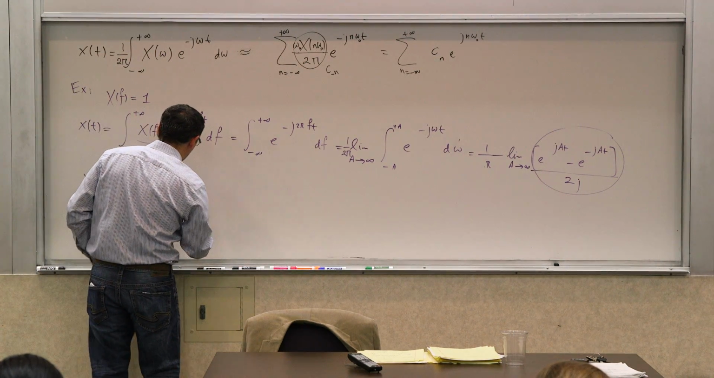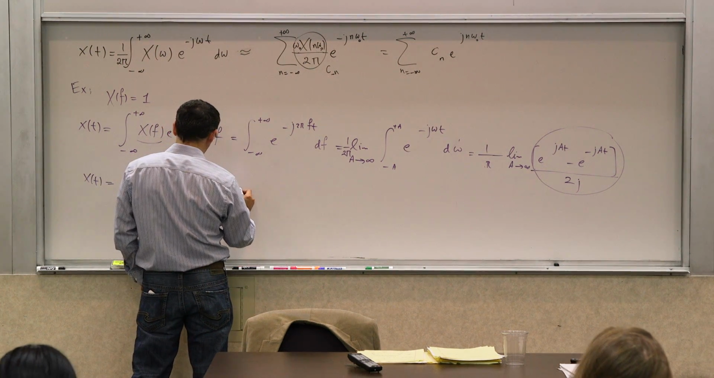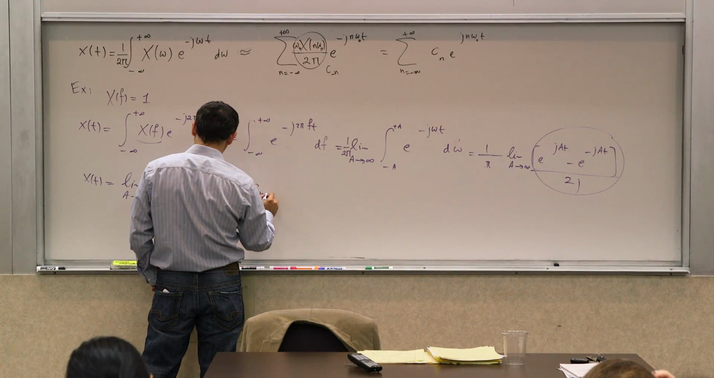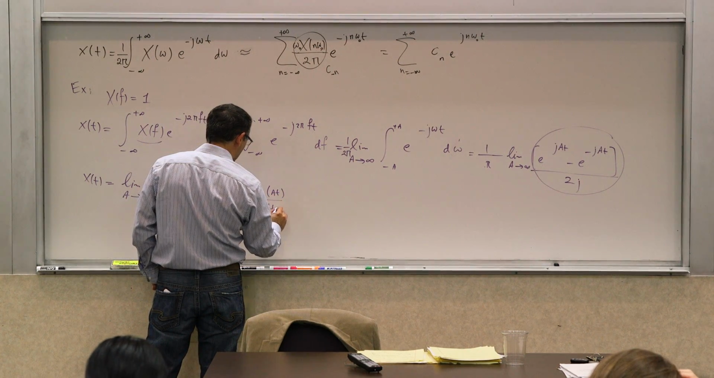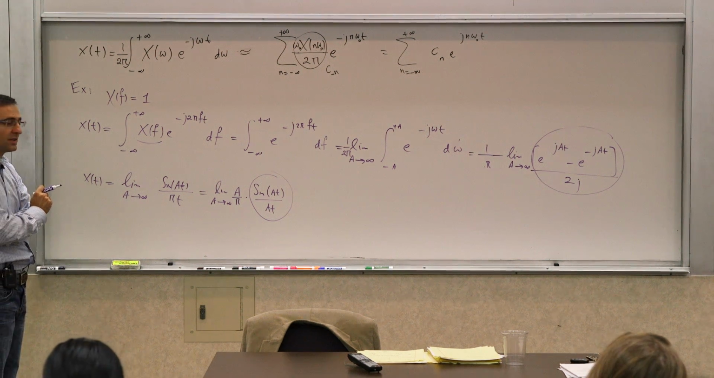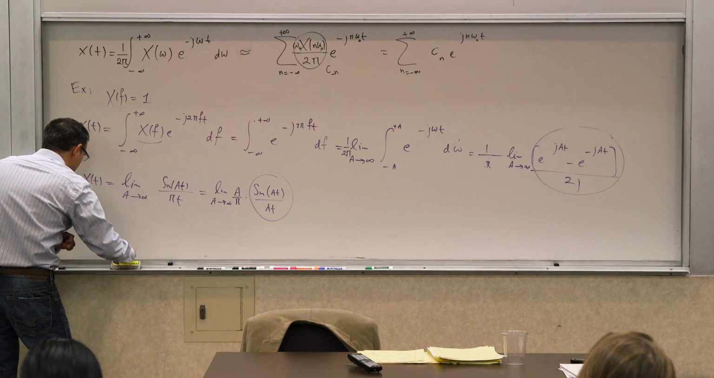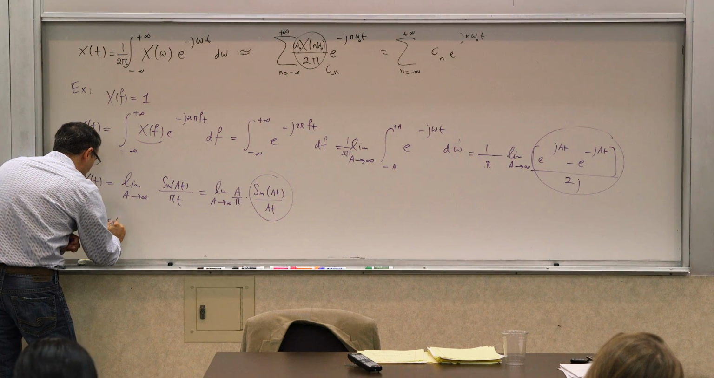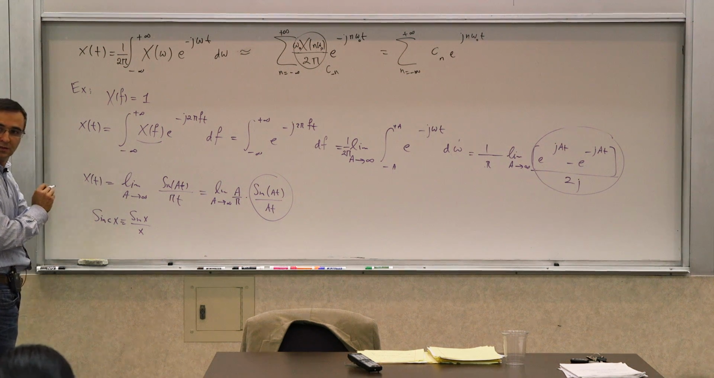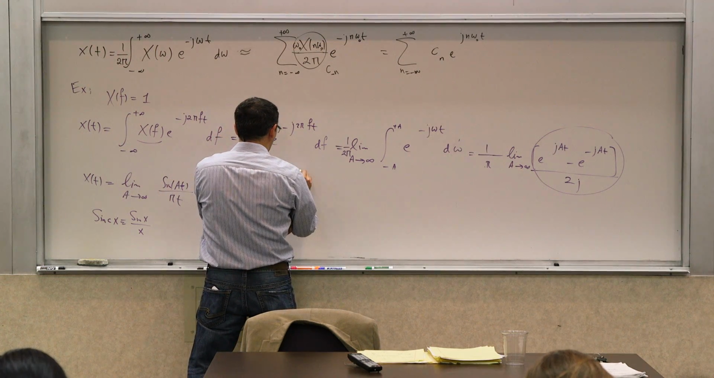Now, okay, so let's write this slightly differently. So this is the limit of a going to infinity of, now I'm going to multiply and divide by a. So I get a over pi, and then I get sine of at over at. Now, what is this function? Are you familiar with this function? It's called the sinc function, sine of x over x. So sinc of x is defined as sine of x over x. So this becomes sinc of at.